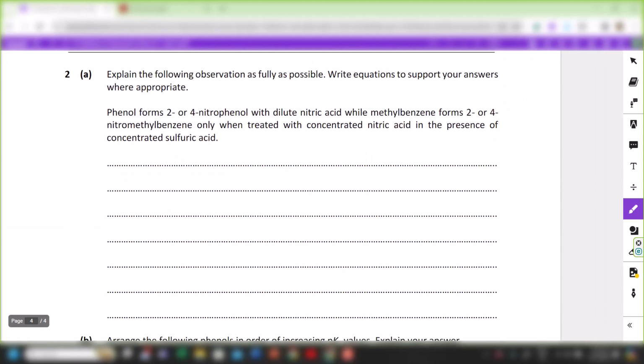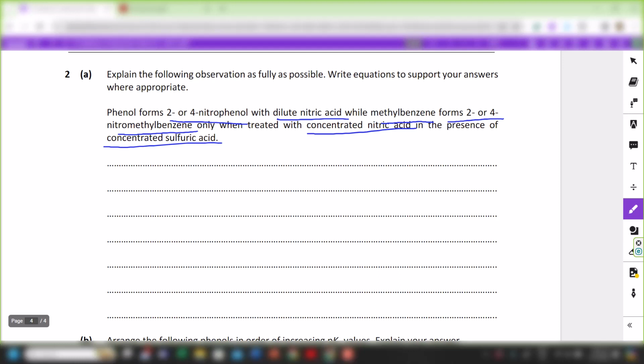Okay, next we look at question 2a. For question 2a, you're supposed to explain the following observation as fully as possible. Write equations to support your answers. Phenol forms 2 or 4 nitrophenol with dilute nitric acid, whereas methylbenzene forms 2 or 4 nitromethylbenzene only when treated with conc nitric acid in the presence of conc sulfuric acid. So now they're asking why is that the case.